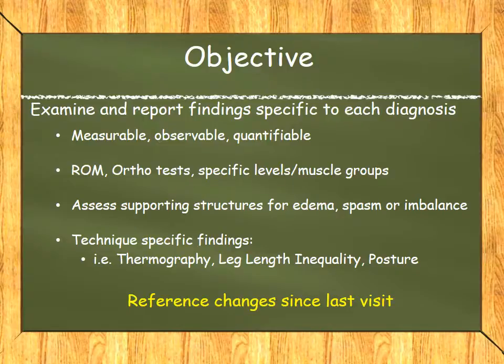So let's move on. Examine and report findings specific to each diagnosis. Measurable, observable, and quantifiable. Okay? Always remember that. It's got to be measurable. It's something that you observe and is quantifiable. And once again, here's where we have that conversation. We have our set objective things we look at. Many times, based on a particular technique, there are certain things we look at that identify this is the technique that we're assessing them with.